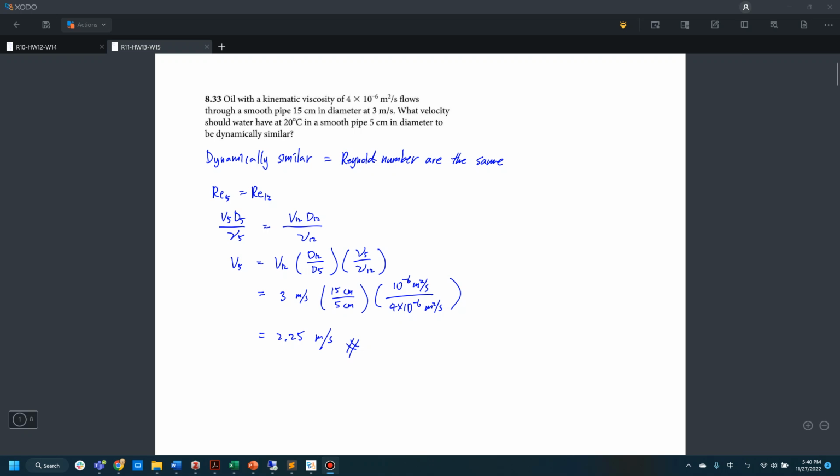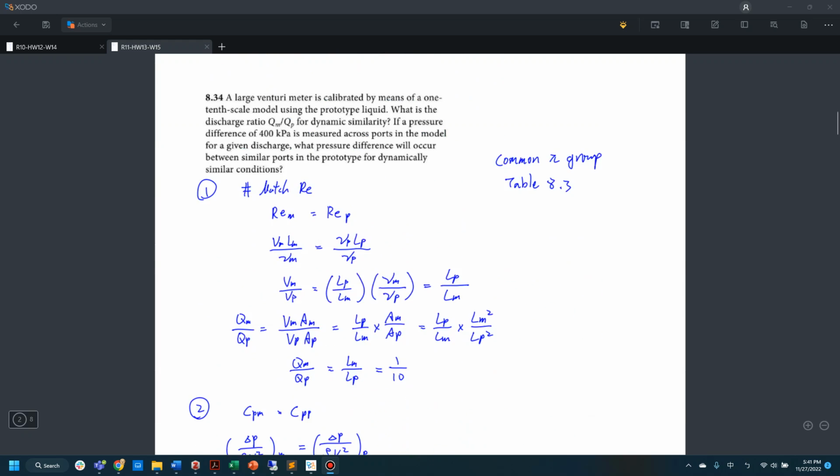Then you can get that the velocity in this 5 centimeter pipe with water as the fluid is equal to 2.25 meter per second. Okay, so it is straightforward as long as you know which variable you should choose to build up this dynamically similar equation. Okay, so let's move on to the next one.